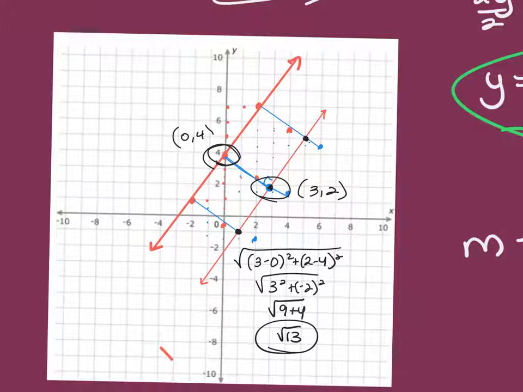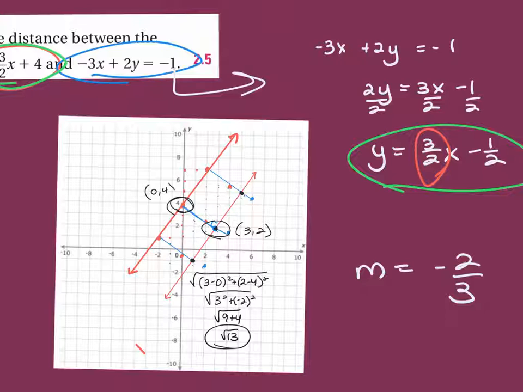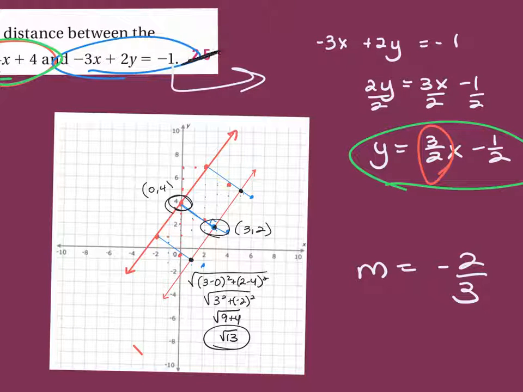Can you go so I can see the answer? The answer is root 13. But this is an approximation. We don't want an approximation.